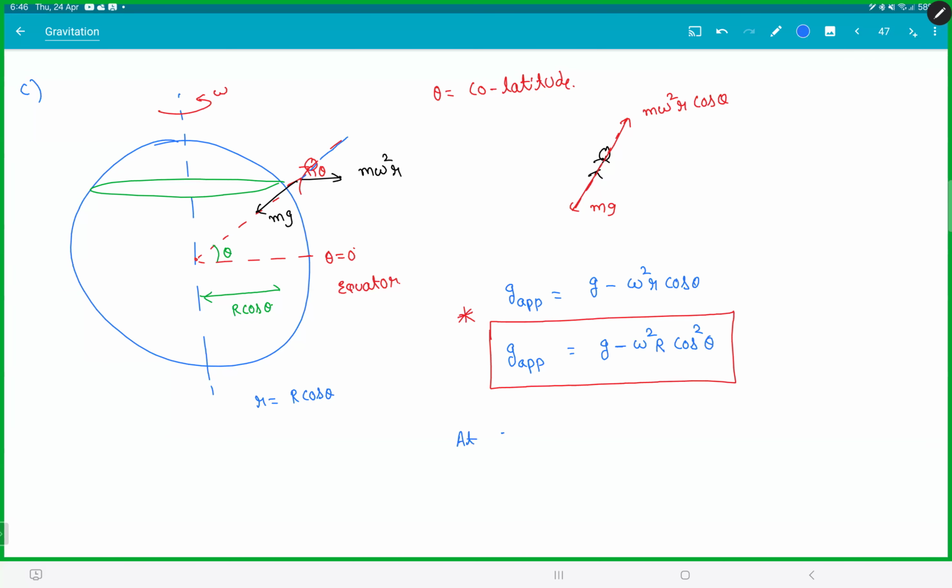So at the equator, suppose g apparent becomes 0, if the Earth starts rotating pretty fast, then omega becomes root over g by R. There was a PYQ like this: if the people on the equator start feeling weightlessness, what is the time period of revolution of the Earth? So g apparent has become 0, then omega is root g by R, and from there you can get the time period. So these are the three ways you can mess up the g apparent: with height, with depth, and with rotation.